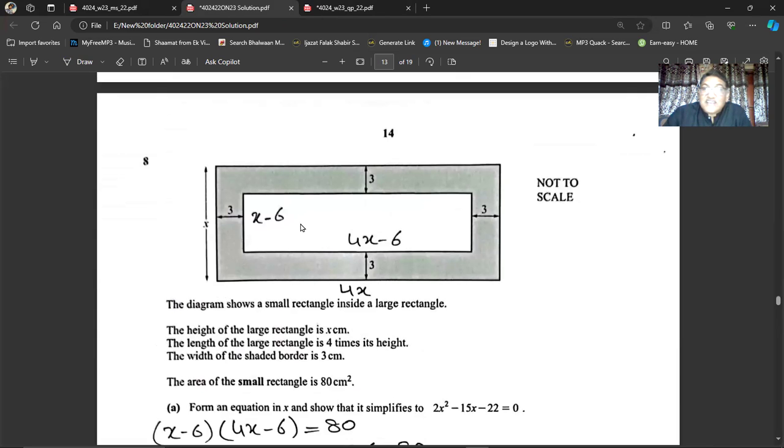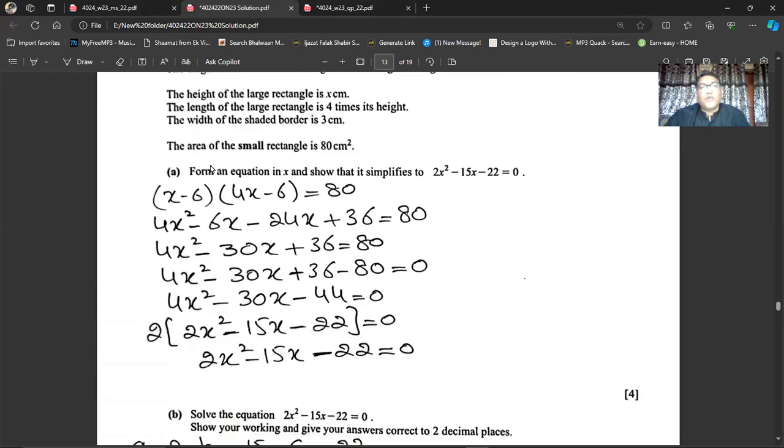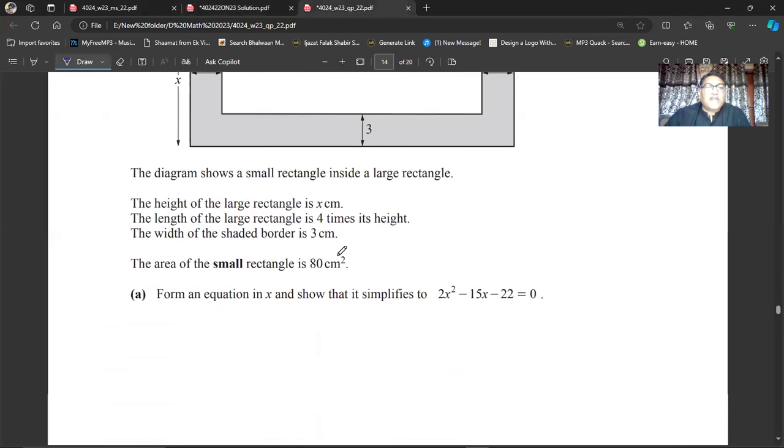The area of this inner rectangle was given, that was 80. This is 4x minus 6. This is x minus 6. I multiplied them. So this you have to show. I hope you understand this. So we are going to the next part.